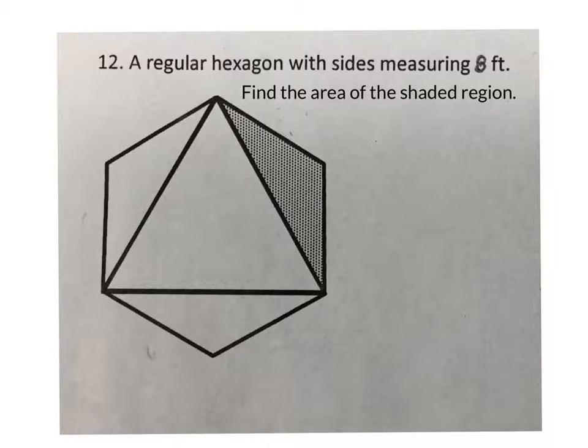So if we're asked to find the area of a regular hexagon, and all of these side lengths are 8, in this problem, all of them are 8.